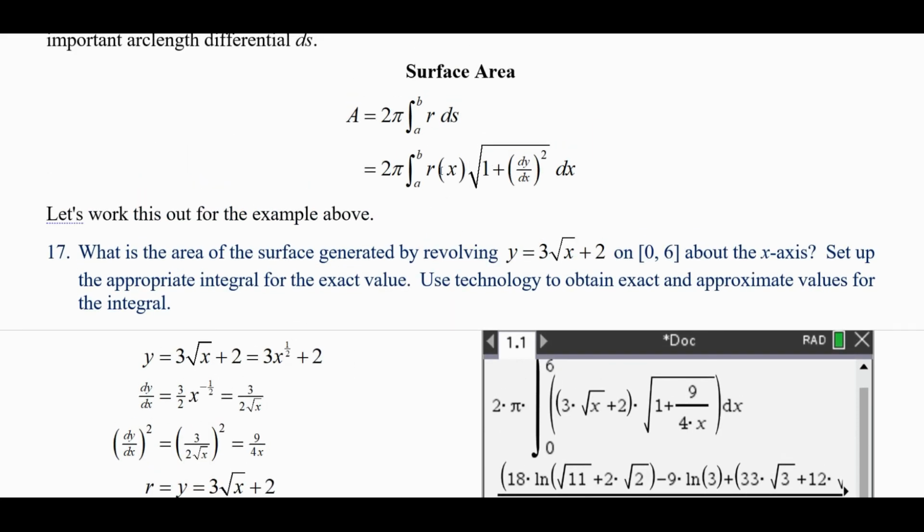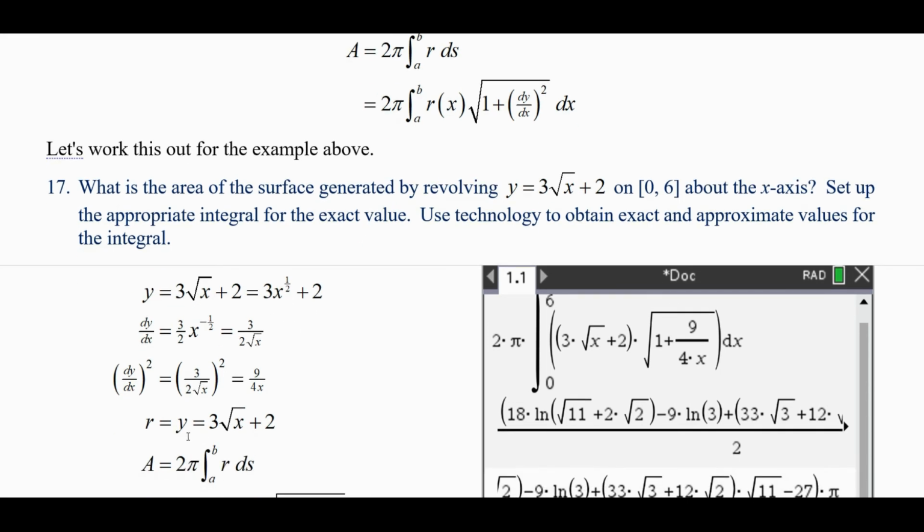Okay, so what are we going to need? We're going to need to figure out what the radius is. We're revolving around the x-axis, so the radius is just y. So the radius is y, or 3 square root of x plus 2. And y is 3 square root of x plus 2, or 3x to the 1/2 plus 2, and we need to find the derivative. So I wrote it in this power function form to find the derivative.